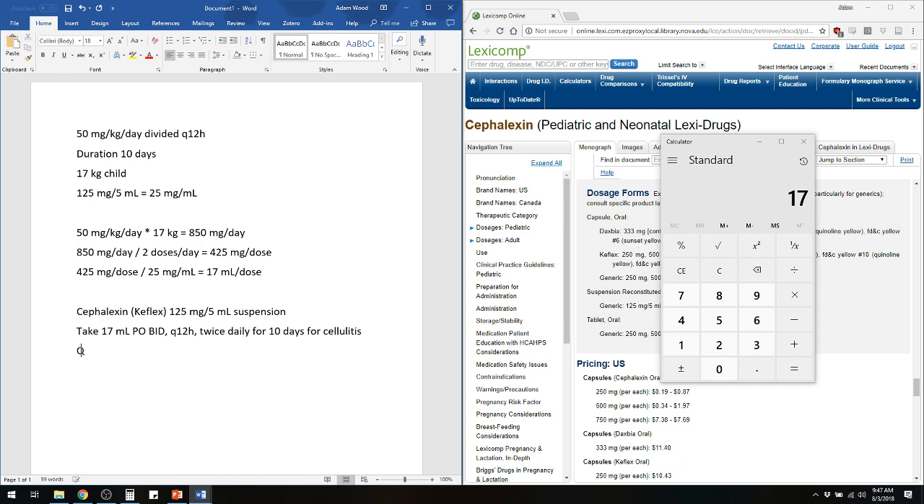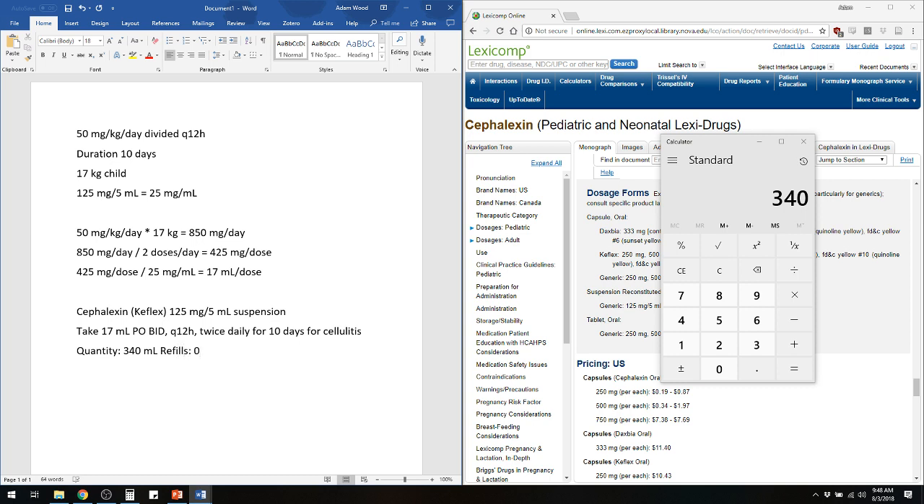And then I'm going to write for my quantity, how much? So how do I need to figure out my total quantity to dispense? 17 times 2, because you're getting 2 doses a day, right? Times 10. So you can say, okay, I'm going to dispense 340 mLs. Right? And then how about refills? Why 0? Yeah, hopefully the infection is gone.